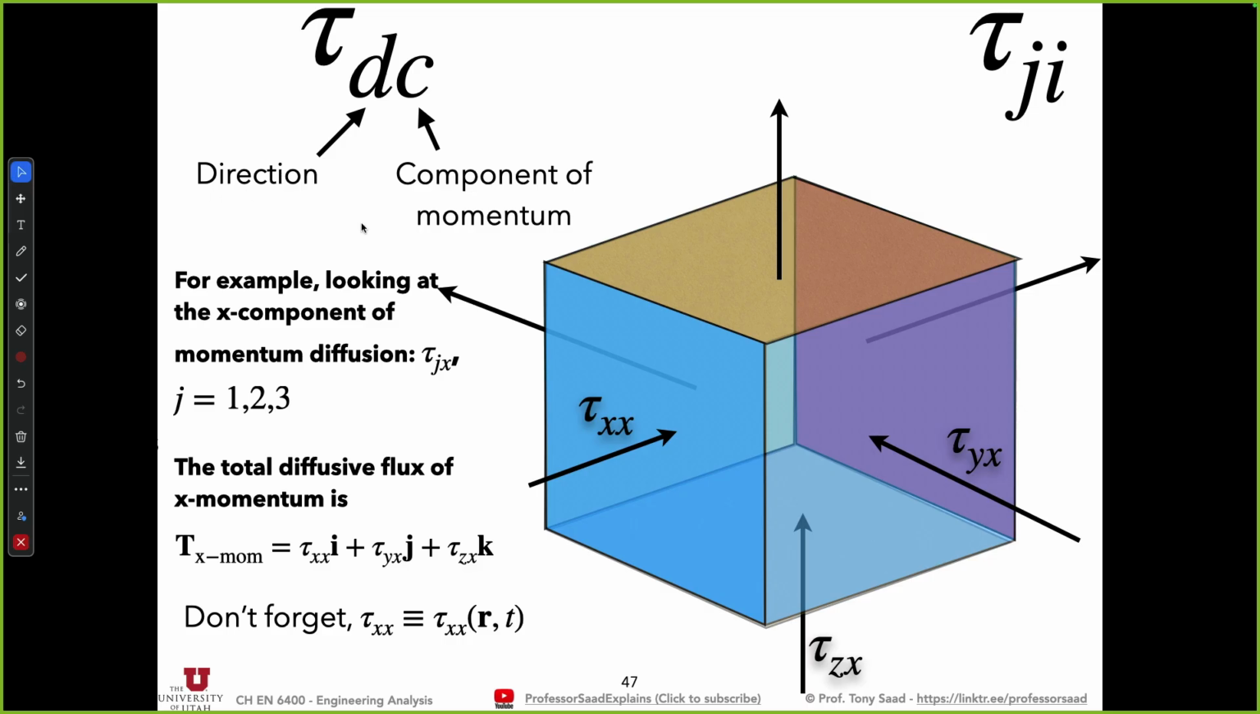Because nomenclature is going to get messy. All right? We have two things we're tracking now. Okay? And I'm getting you ready for tensors. Because I have three components of momentum, each diffusing in three directions. I have 3 by 3. Three components of momentum advecting in three directions. I have 3 by 3.